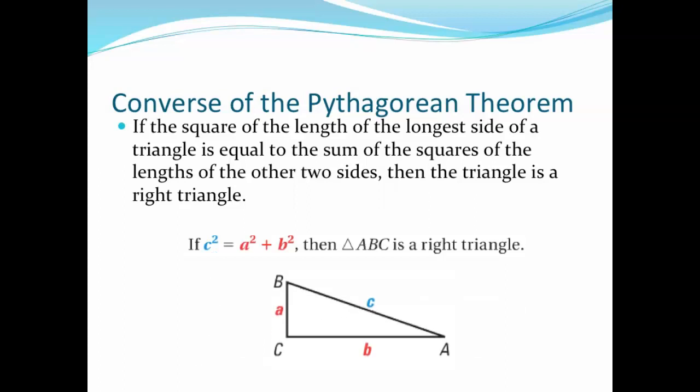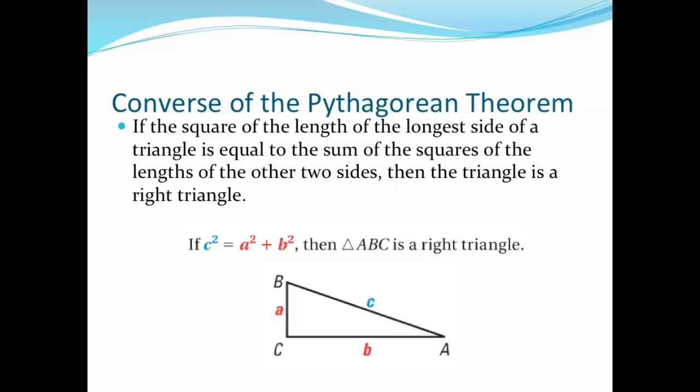Here's a diagram. So in this case, we're saying if you don't know that you have a right angle, but you look at the sides and you find that c squared is equal to a squared plus b squared, then you know that that triangle is a right triangle, and you know that the right angle is the one that is across from C.